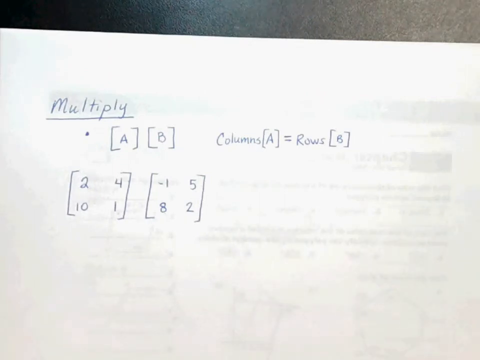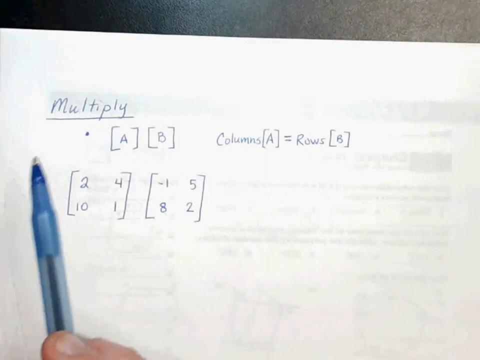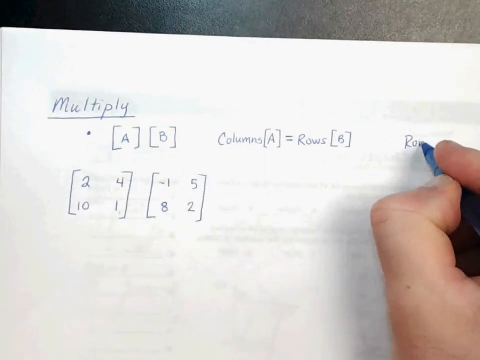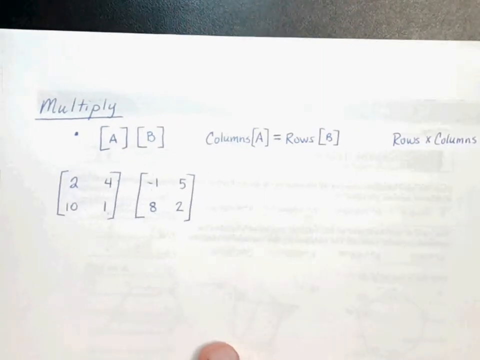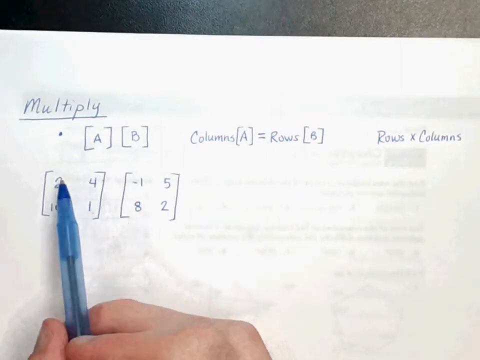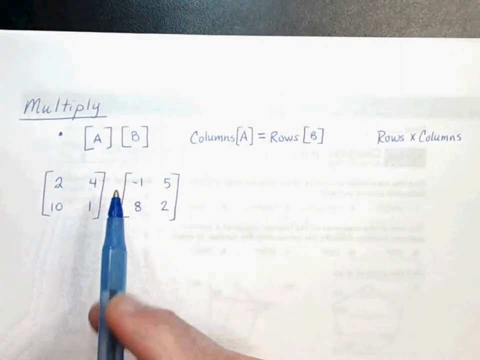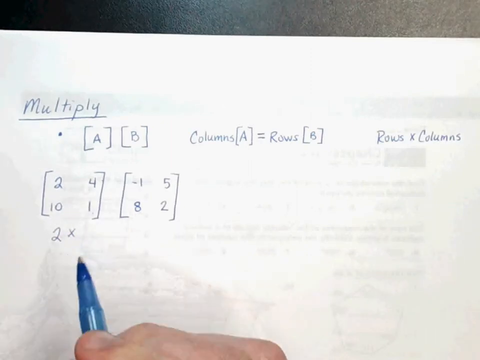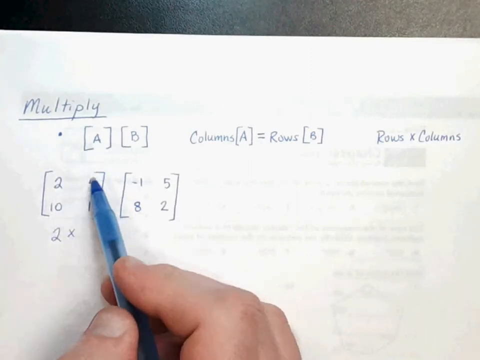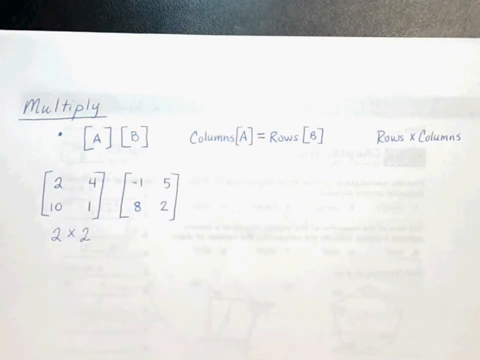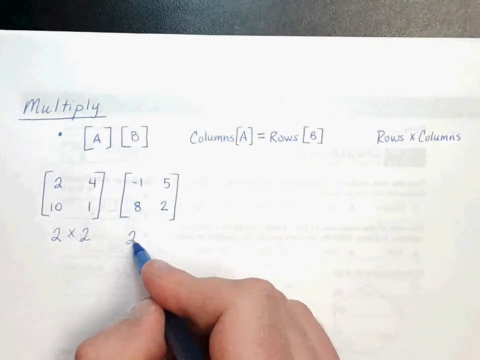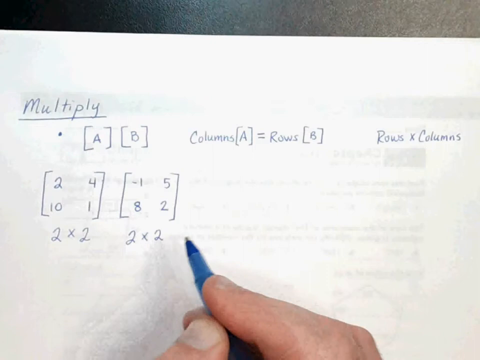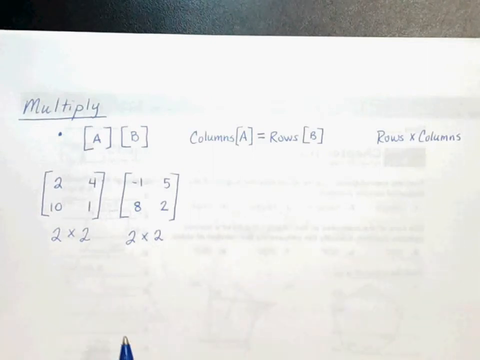And what we need to do first is we need to check their dimensions. Okay? Remember, rows by columns always. Alright? So, our first matrix has 2 rows, 2 columns. Second matrix, 2 rows, 2 columns. Alright? So this is how we're going to check to see if we can multiply them.